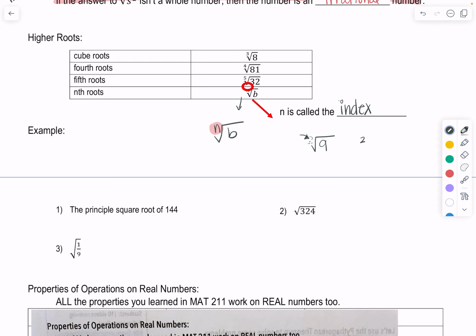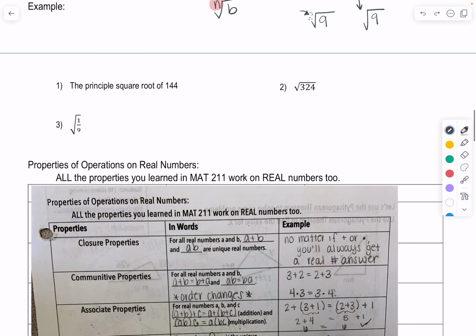So it is true that the square root of 9 could be written like that, but because we write the square root so frequently, we leave off the index and just write it as the square root of 9. But it is true that the index of a square root would be 2. We just don't write it. So let's look at some examples.